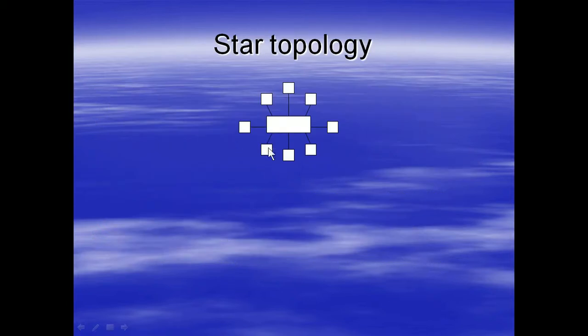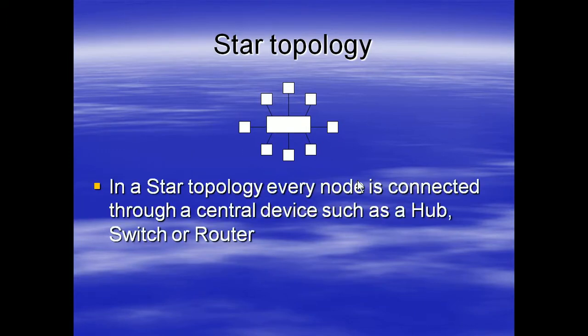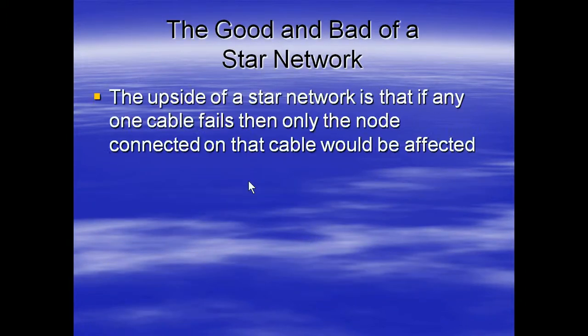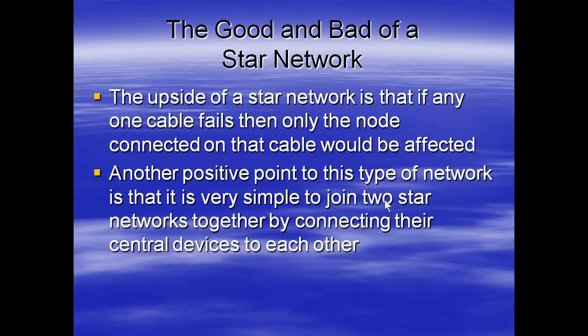Then star topology, you can have a glimpse of a star here. All systems are connected to a central device which is called a hub, switch or router. Compared to ring or bus topology, a star topology requires more thought to be put into its setup. What is the good and bad about this? The upside is that if one cable fails, the network is not affected. Only that system is not going to see the network.